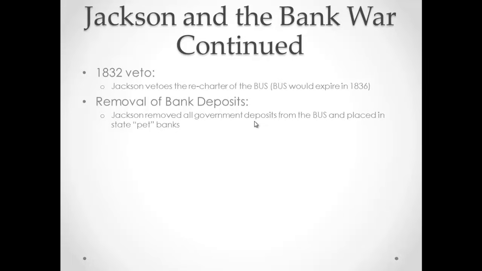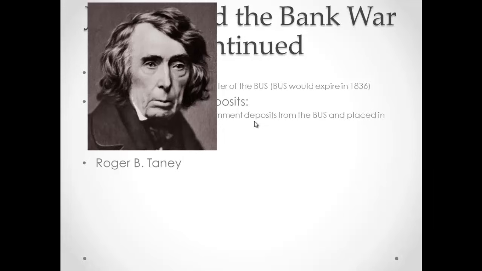So what Jackson does is he takes all government money out of the Bank of the United States and he puts them in state banks, which are called pet banks. So now the bus does not have money. Nicholas Biddle starts to call in a bunch of loans, and this causes a huge economic crisis. And this helps lead to the Panic of 1837, which we'll talk about.